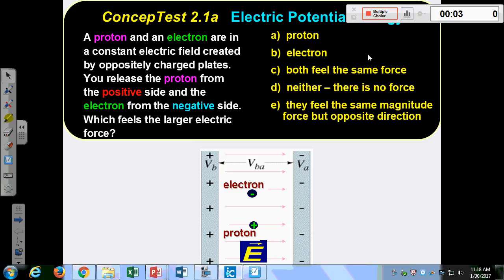All right. A proton and an electron are in a constant electric field created by oppositely charged plates. You release the proton from the positive side and the electron from the negative side. Which feels the larger electric force? So these are two charged plates, one positive, one negative. You release the proton here, the electron here. Which feels the larger force? Feel free to ask your neighbor, and we'll stop in about 7 seconds.